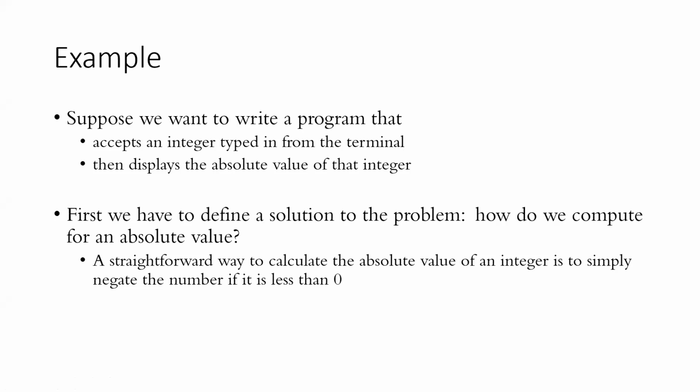So a straightforward way to calculate the absolute value of an integer is to simply negate the number if it is less than 0. We note that we can use another package to do this. We can use math.h, but for now, what if we provide the solution ourselves? Okay, so this is one solution that we can do. We can just simply negate the number if it is less than 0.